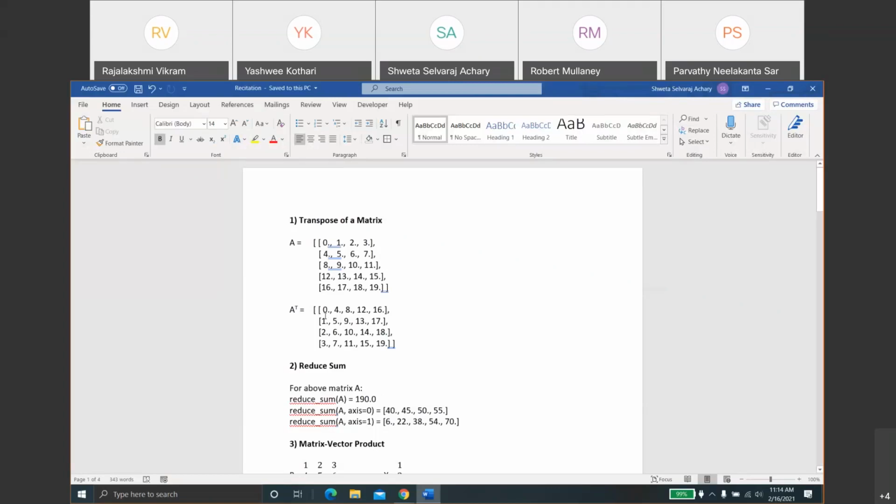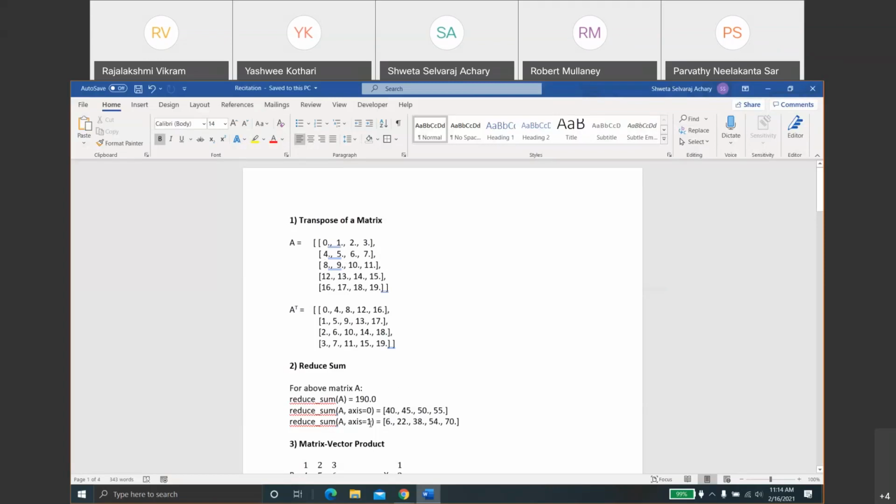So there are 5 rows. Now, how do you reduce the row dimension? You will add 0 plus 4 plus 8 plus 12 plus 16, and that will be your first element. 1 plus 5 plus 9 plus 13 plus 17, that will be your second. So you can see now the number of columns has been kept intact, but the row dimension changed.